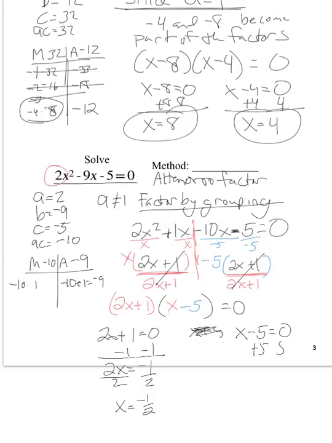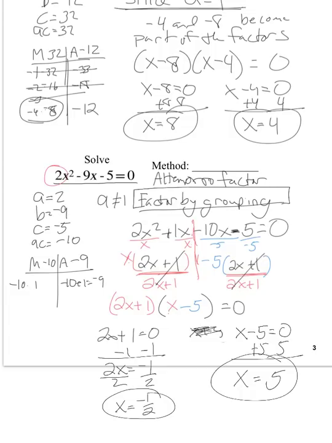Add 5 to both sides here. x is equal to 5. So my answers would be x equals 5 and x equals negative 1/2. These are pretty easy to factor. I also could have used a quadratic formula to solve this equation.